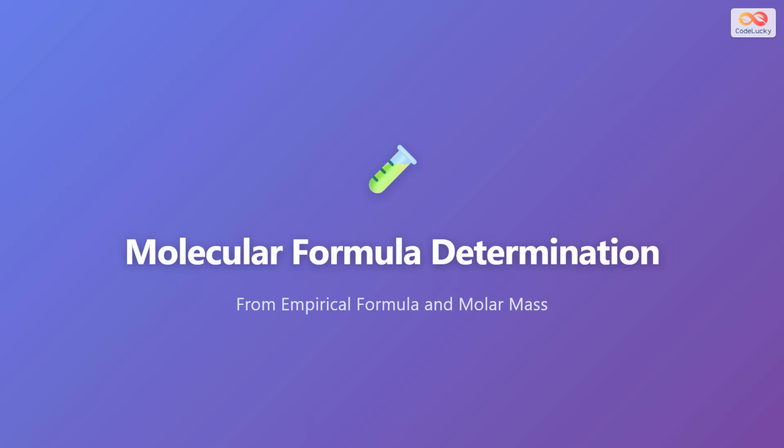Welcome to this lesson on molecular formula determination. In stoichiometry, one of the most important skills is finding the true molecular formula of a compound when you know its empirical formula and molar mass. The empirical formula shows the simplest whole number ratio of atoms, but the molecular formula reveals the actual number of atoms in one molecule. Understanding this relationship is crucial for identifying unknown compounds and solving complex chemistry problems.